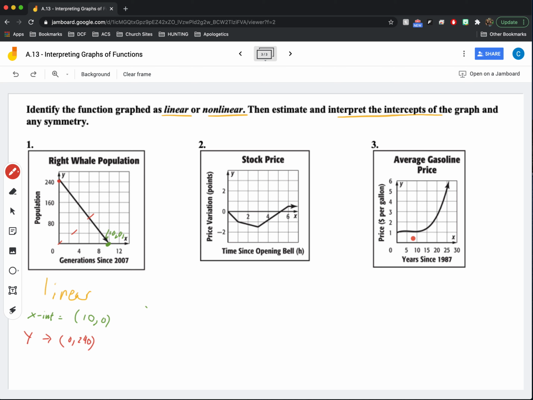Number 3, the price of gasoline per gallon in years since 1987. This is nonlinear. It's not a line. If you notice, it does not have an x-intercept. It doesn't cross the x-axis, so no x-intercept. My y-intercept starts out right here, so my y-intercept would be 0, 1. And again, there is no line of symmetry.